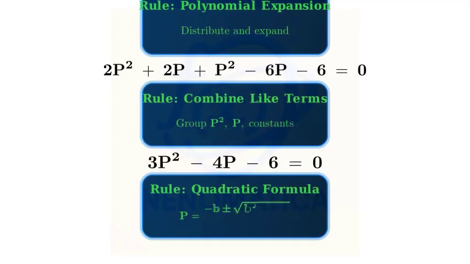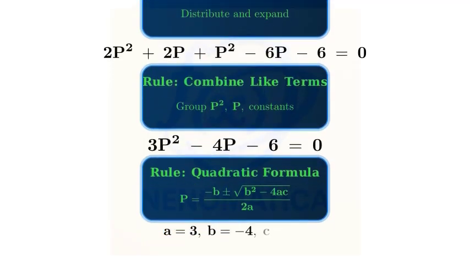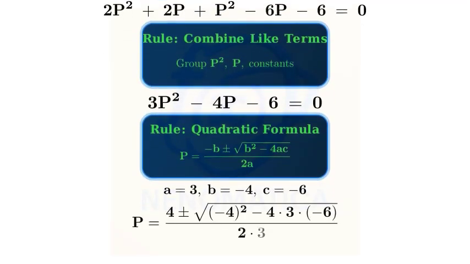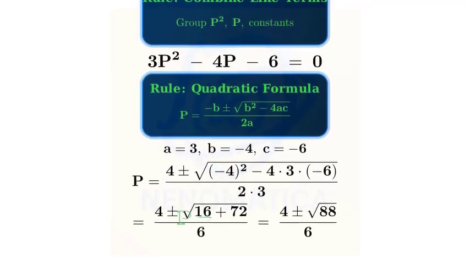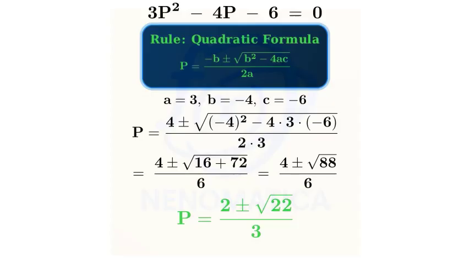Step 5. Use the quadratic formula with a equals 3, b equals negative 4, and c equals negative 6. Substituting gives p equals the fraction 4 plus or minus the square root of 16 plus 72, all over 6, which simplifies to p equals the fraction 2 plus or minus the square root of 22, over 3.